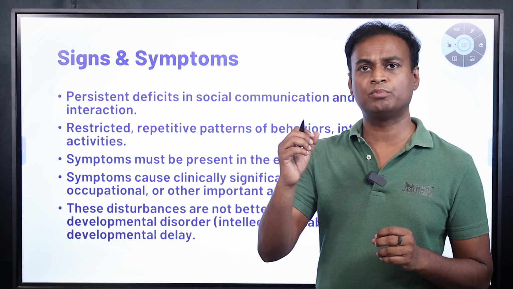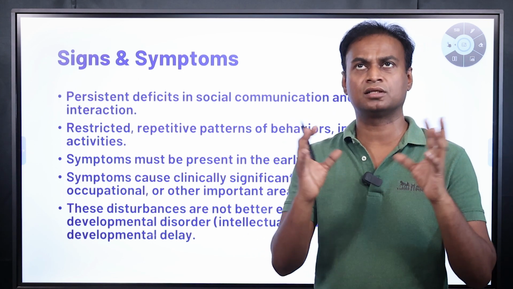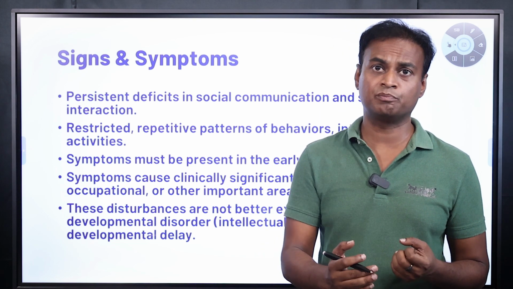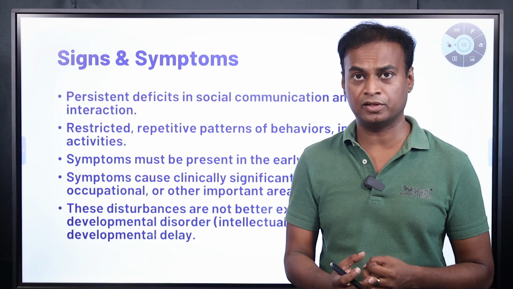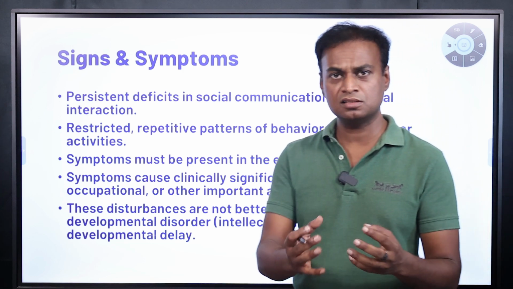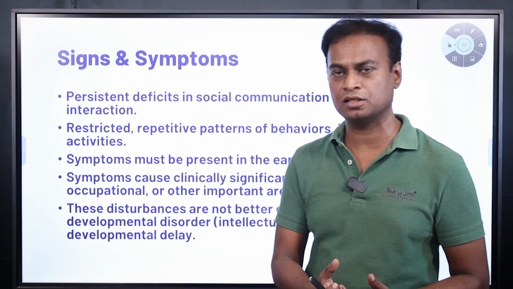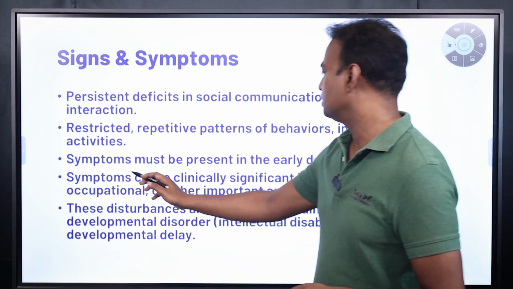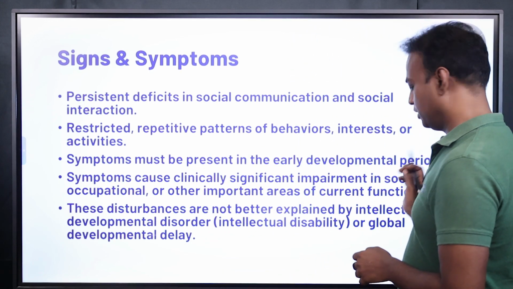So when the light is blinking, they are not able to tolerate it. When the light is straight, it is coming continuously, it is fine. When the lights start blinking, they are afraid of it. So what I want to say is, these kids will also have abnormal sensory inputs or abnormal sensory behaviors. Next symptom is, symptoms must be present in early developmental period.